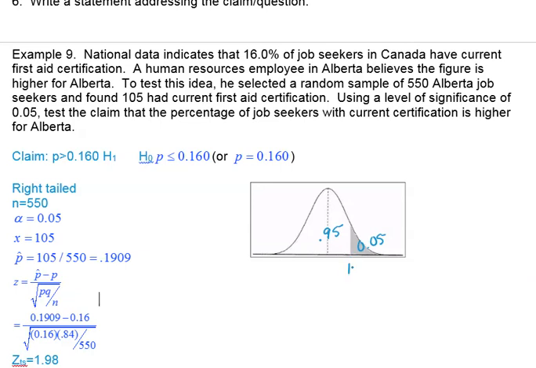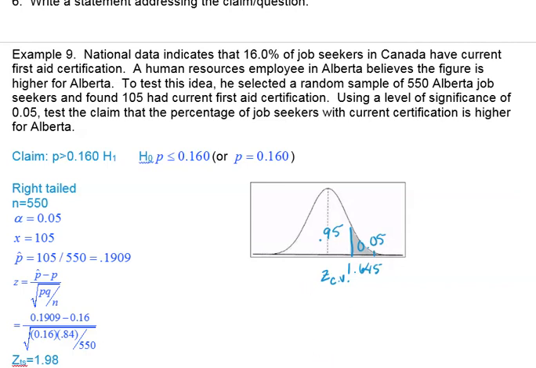And we find that it is 1.645. So if we're looking for the critical value, that's what we do. And that's our value right there. And remember, we're comparing that to our test statistic, which 1.98 would be over here.